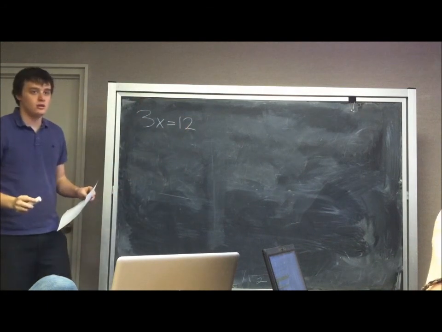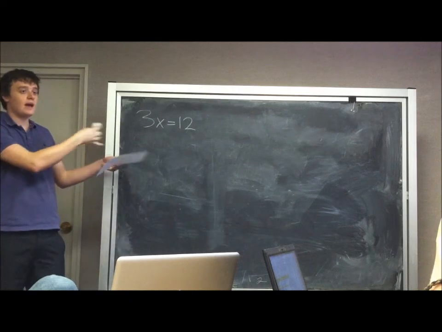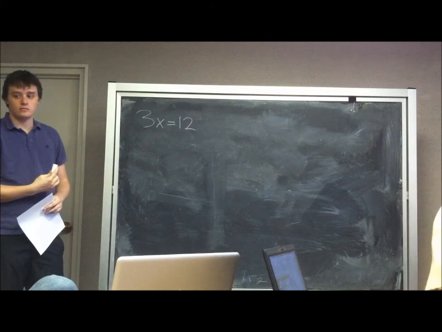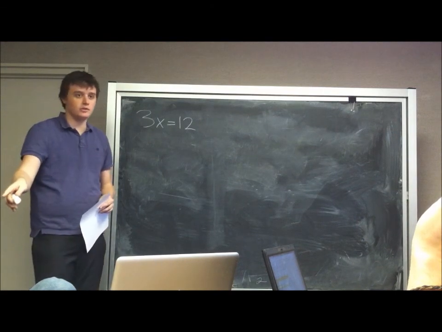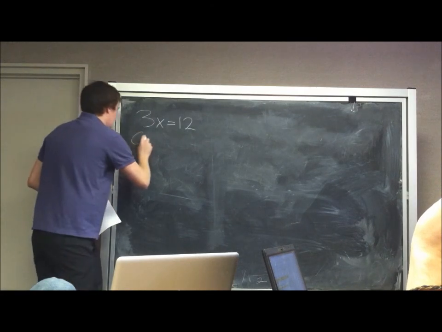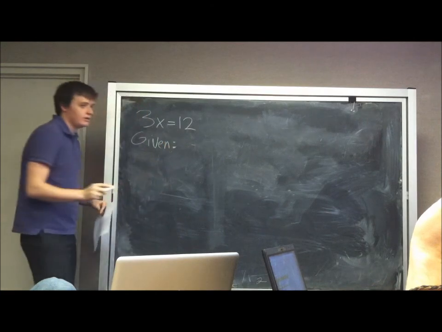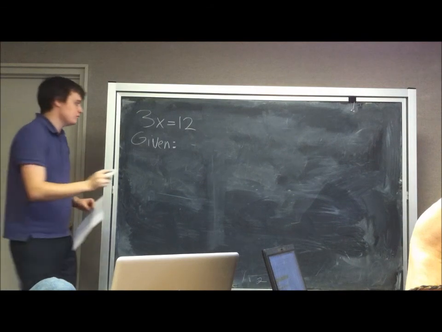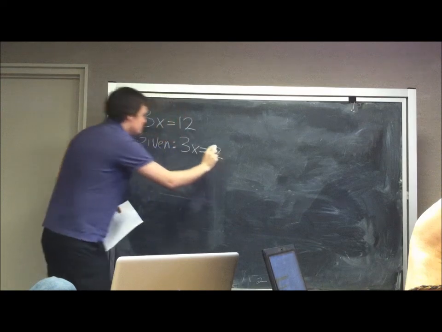Okay? So, what do we know about this problem? How do you go about solving it? You start with what you're trying to find. Close. Anyone? We start with what we're given. With what we're given. Exactly. Okay? We are given, and someone tell me what we're given? 3x equals 12. Perfect. Great job, Mr. Metters.